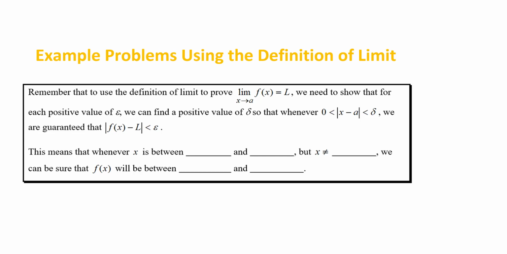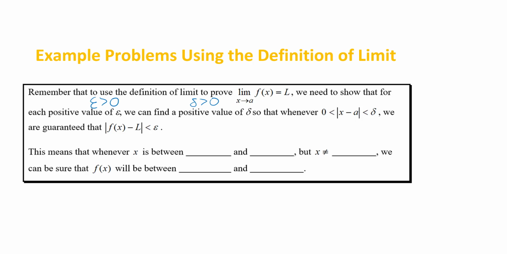So whenever we use that definition of limit, we need to show that for each positive value of epsilon, so sometimes we write that epsilon greater than 0, we can find a positive value of delta, so there is a delta greater than 0, so that whenever x is in the domain of the function and 0 is less than the absolute value of x minus a is less than delta, we're guaranteed this last inequality that the absolute value of f of x minus L is less than epsilon.